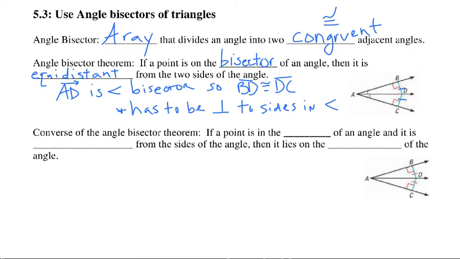So next, the converse. Remember, that's the opposite order, so we're going to first start with the fact that our point is in the interior of the angle and it is equidistant from the sides. Because we know that, then we know that AD is going to be our angle bisector, so that means that point D would be on the angle bisector.